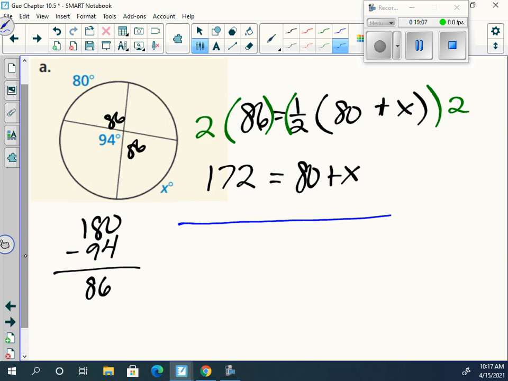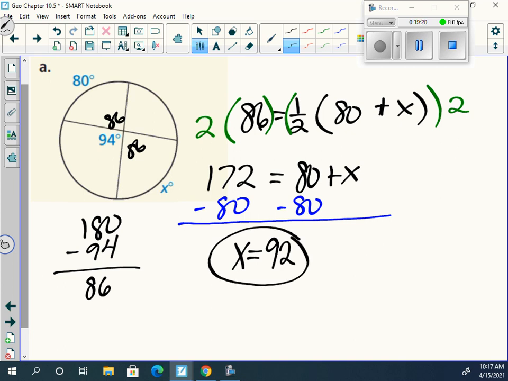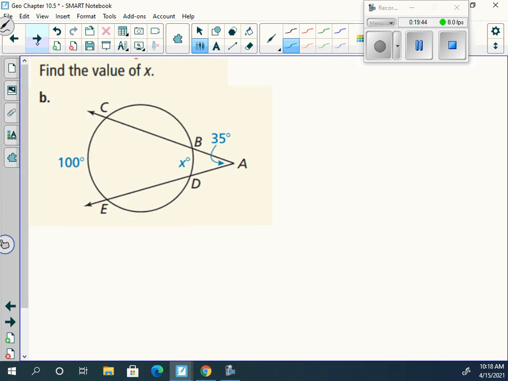What do we need to do next to get x by itself? Subtract 80 from 172. And that tells me x is equal to, so the measure of that arc, or the measure of x, is 92, which makes that arc 92 degrees. Any questions on any of this here? Are we good with this here? Yes? Okay. Let's look at another one.